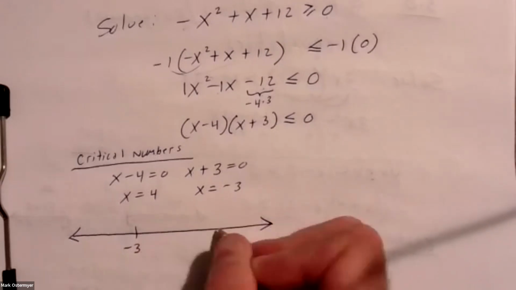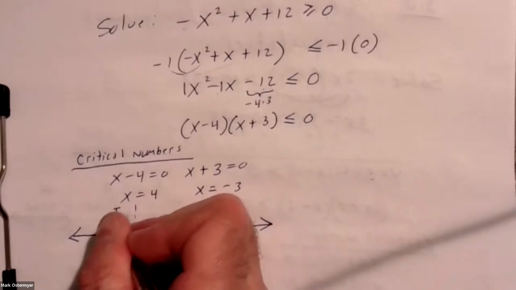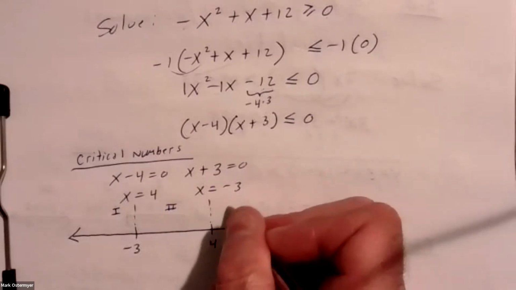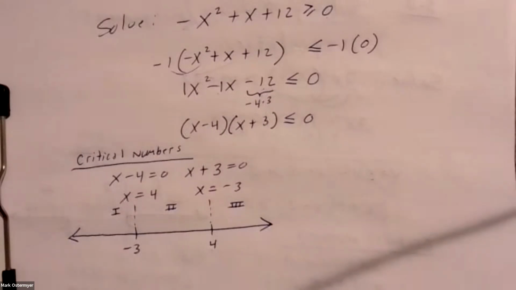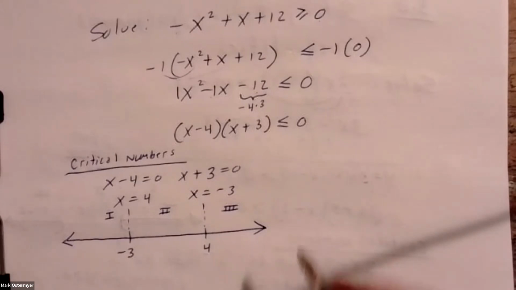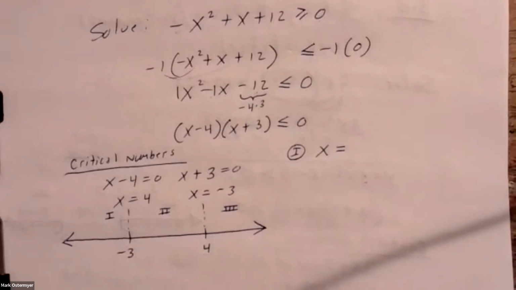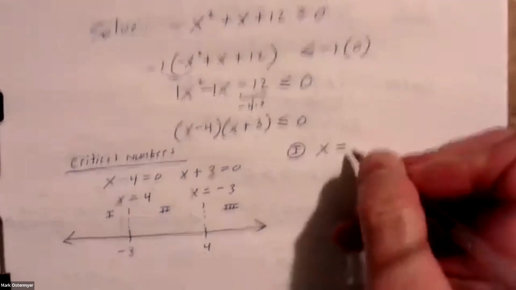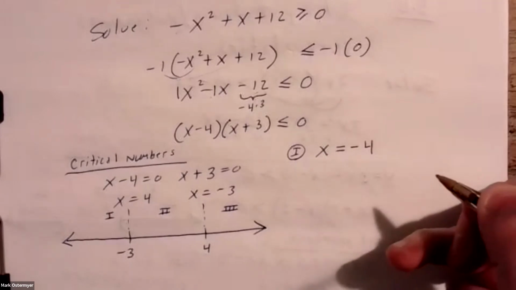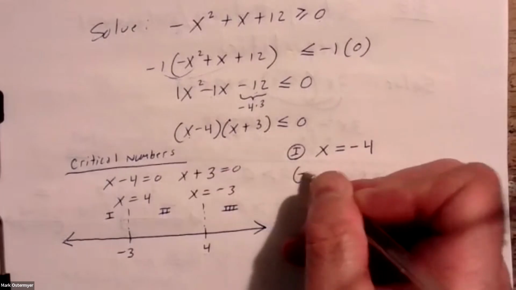So -3 and +4. How many intervals do I now have to test? Interval number 1, interval number 2, interval number 3. So I've got to test these intervals out. Can somebody give me a nice real number out of interval number 1, something less than -3? How about -4? Put -4 in here and verify. Is -4 a solution to this inequality?